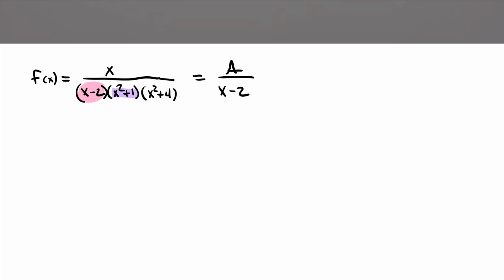But here, that's what we call an irreducible quadratic. It won't break down. So the x squared plus 1 goes down below, but we don't just write a B. We're actually going to write this in as Bx plus C.